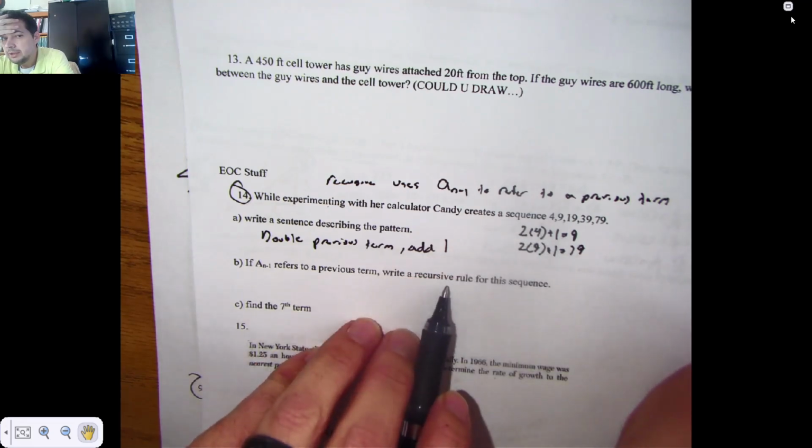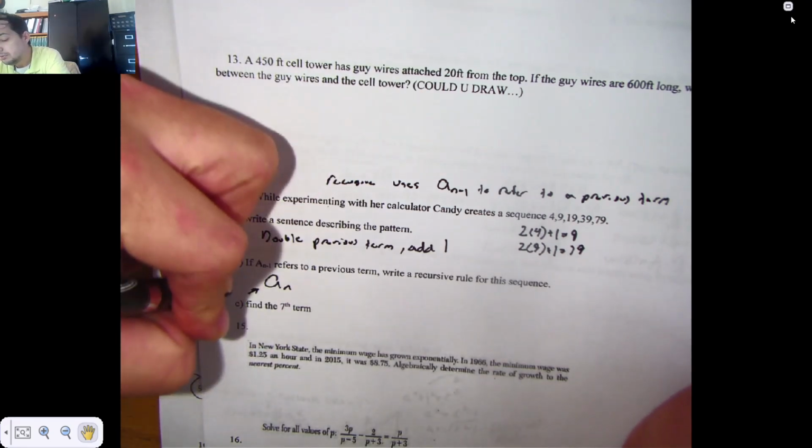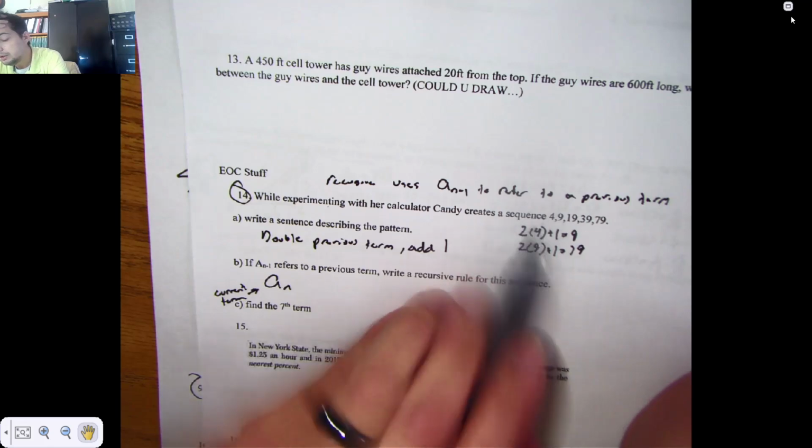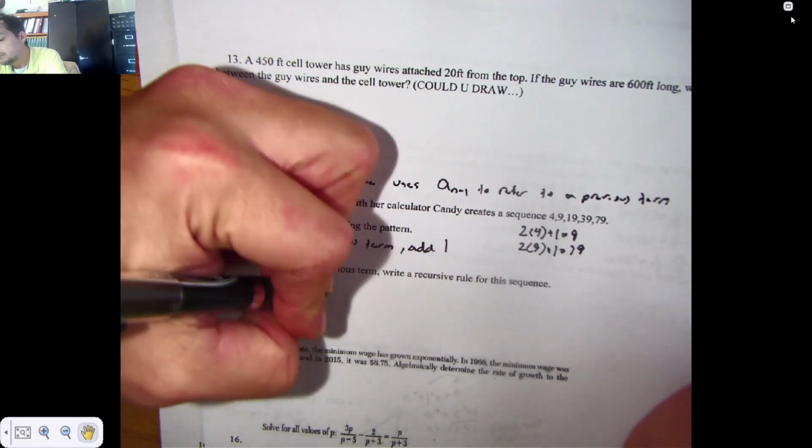So if a sub n minus 1 refers to a previous term, write a recursive rule. A sub n, which would be the current term. So say I'm at this 9, I've got to look back 1 and double it, and then add 1. Find the 7th term.